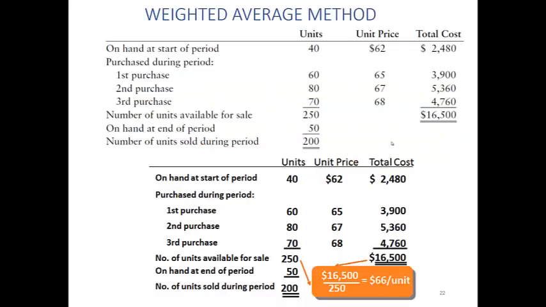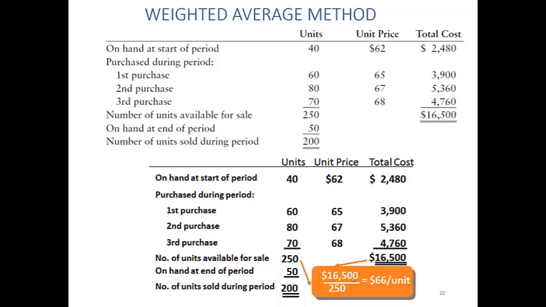The weighted average method is pretty easy to apply. You simply take the total cost of the goods available for sale and divide by the number of units available. So when we do that, we just get an average cost. 16.5 divided by 250 gives us an average cost of $66 per unit.